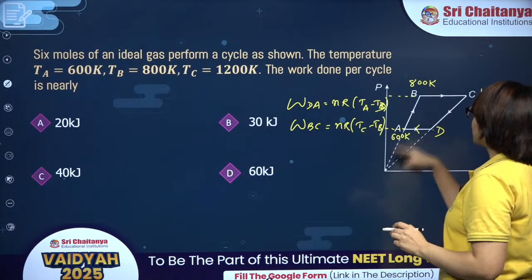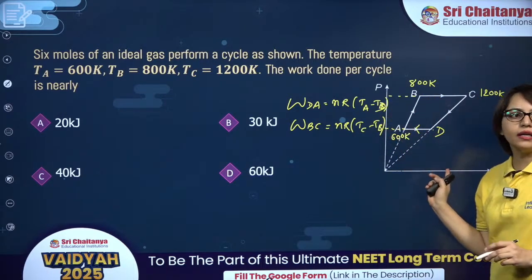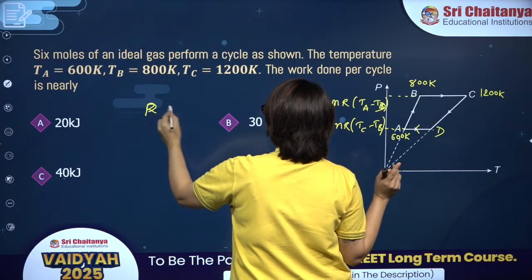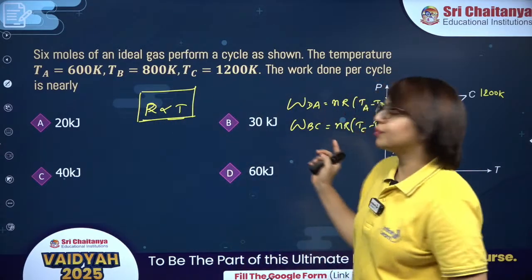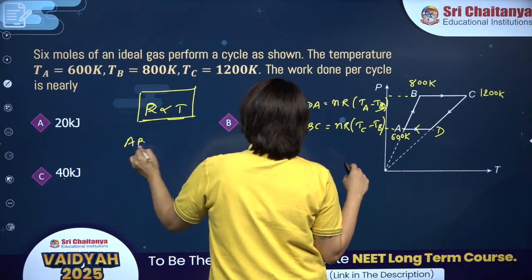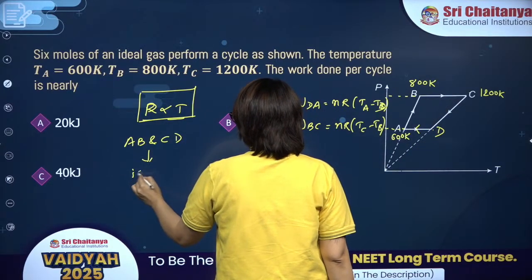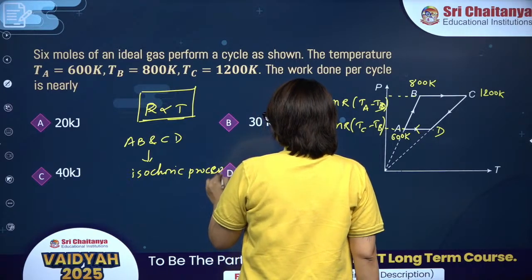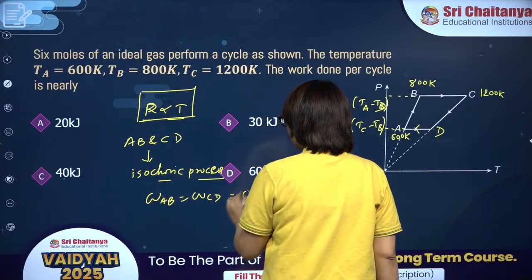Now, the AB process is a straight line between pressure and temperature, right? So over here, pressure is directly proportional to temperature. In which process is pressure directly proportional to temperature? When the volume is constant, right? So this is an isochoric process. AB process, and the same for the CD process, are isochoric processes. In an isochoric process, work done is 0 because volume remains constant.